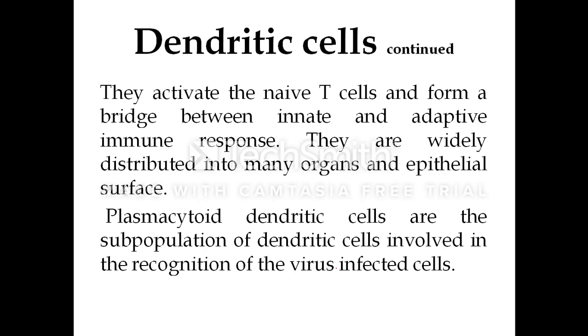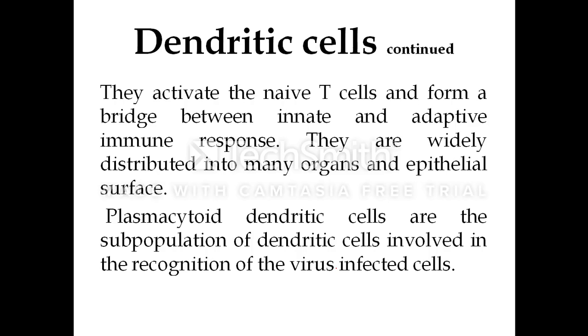They activate the naive T cells. Naive T cells means unchallenged or new T cells, and they form a bridge between innate and adaptive immune response. In earlier videos, we learned that whenever there is infection in the body, both innate and adaptive immunity act together to clear the infection. So here the dendritic cell plays an important role in linking innate and adaptive immune response.